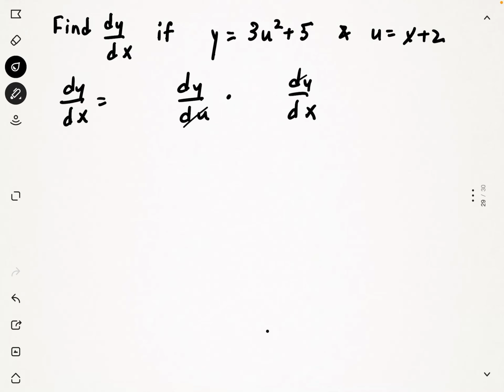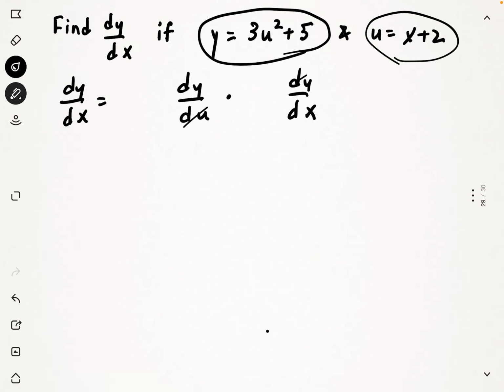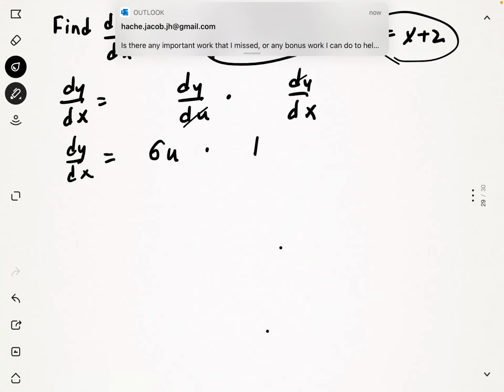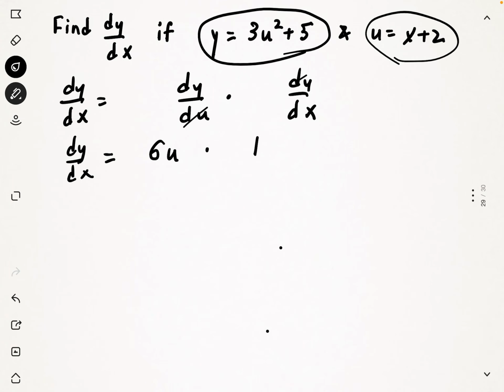And also notice that dy du is the derivative of this. The derivative of the second equation, because it's a u equals x equation, would be du dx. So let's get the derivative of each part. dy du would just be 6u, just using power rule. du dx would be 1, because u is equal to x plus 2, and the derivative of that is 1. And we're kind of finished, we found the derivatives.